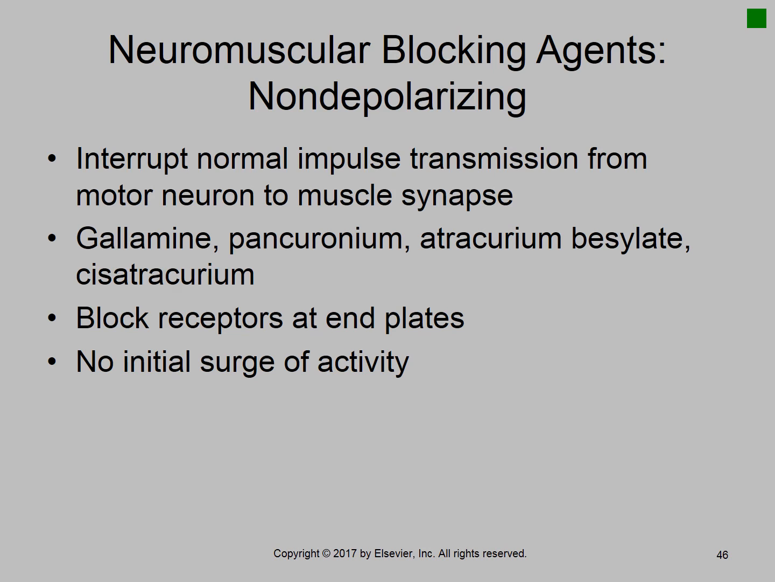Non-depolarizing agents, which are really the more modern ones, interrupt normal impulse transmission from the motor neuron to the muscle synapse. These would be things like gallamine, pancuronium, atracurium, cisatracurium. There are several of these, and they are much more commonly used in human medicine. They block receptors at the motor end plates, and there is no initial surge of activity. They work in a totally different way, but they produce much the same effect.